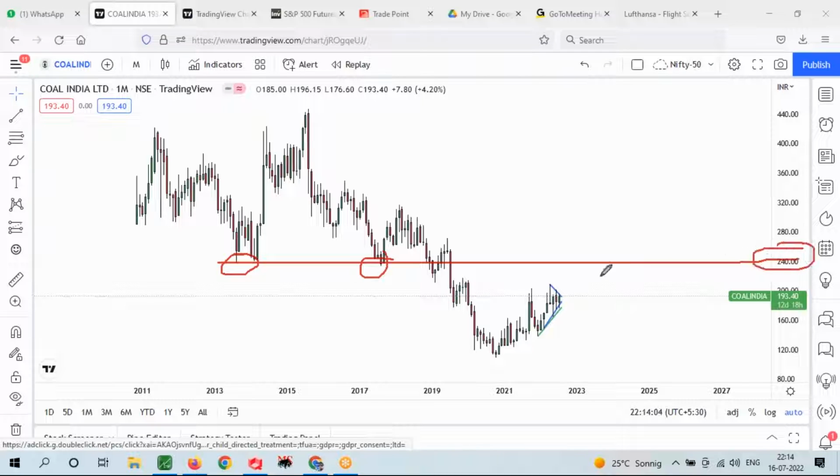So 235, 240 is a resistance. I don't think this will be crossed so easily. I expect it to go here, dip, and then cross. So now we know on monthly it can take a resistance at 236. So we will keep that in mind.